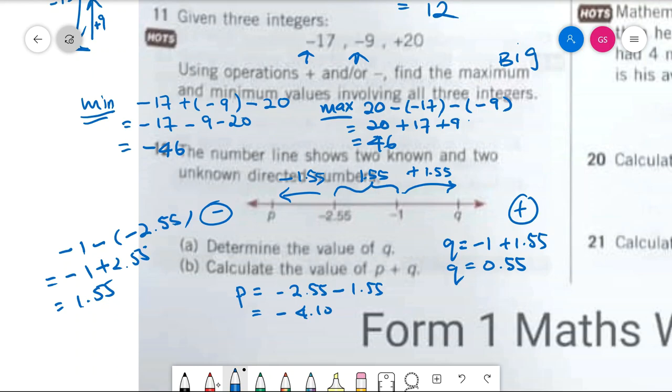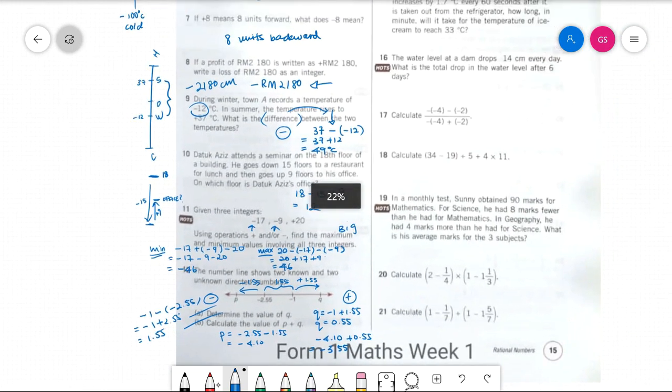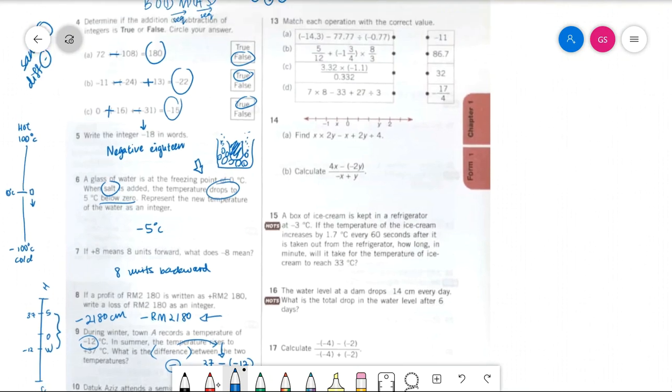After that, they ask you to calculate the value of P plus Q. Plus lah. P is negative 4.10, Q is 0.55. What's your answer? Punch the calculator again. Not very hard job. You will get an answer of negative 3.55. Okay, so A, done. B, done. Good.